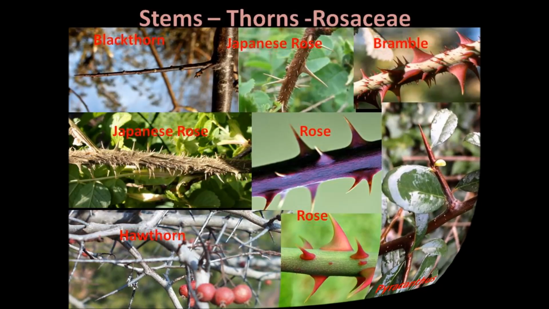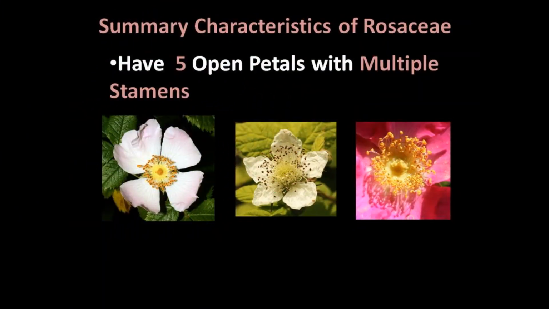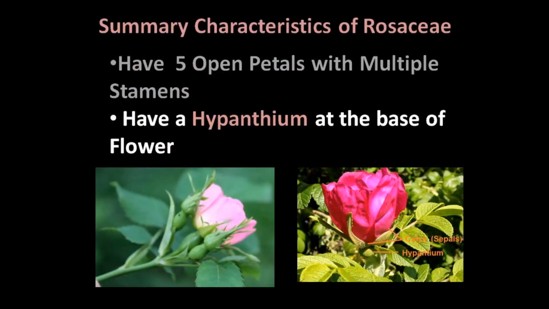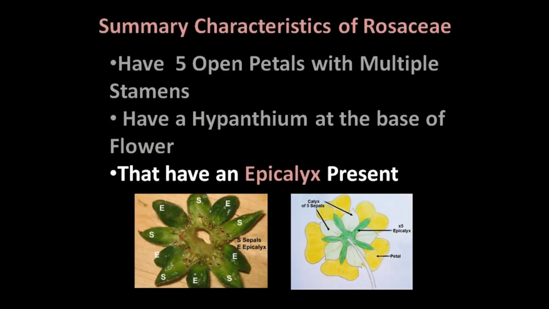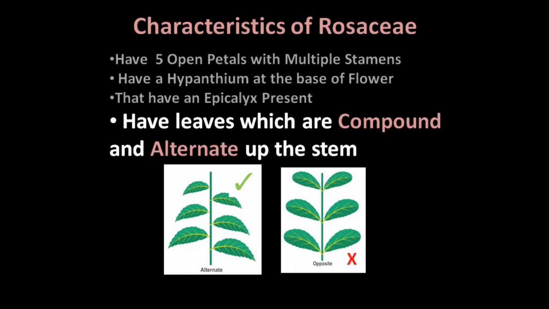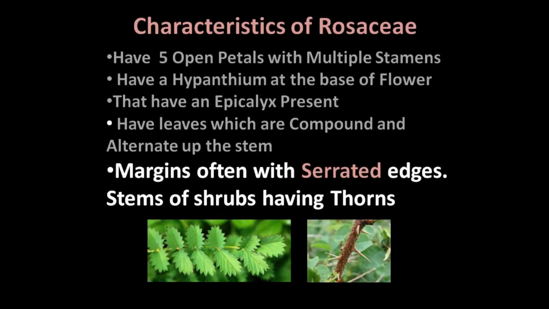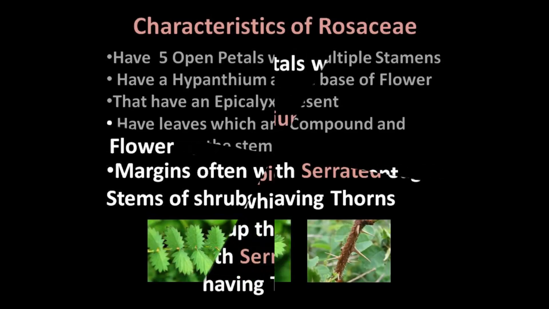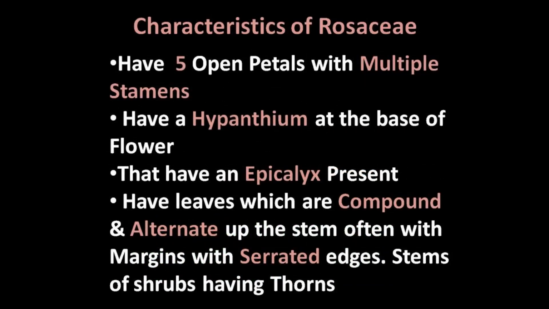To summarise, if your plant has 5 open petals with multiple stamens and has a hypanthium at the base of the flower, and if the plant has 2 whorls of 5, a calyx and an epicalyx below the flower, and the leaves, which can be compound or simple, alternate up the stem. If the plant has leaf margins which are often serrated, and it has stems which have spines or thorns, then the plant that you have found is likely to be in the family Rosaceae.